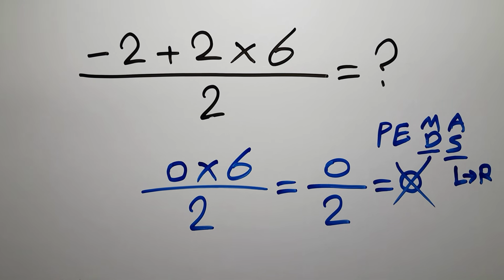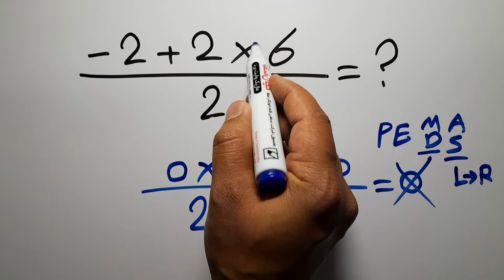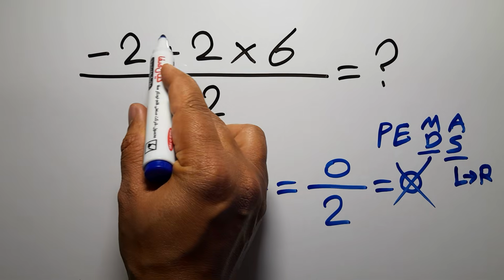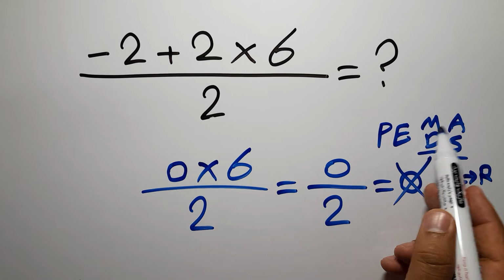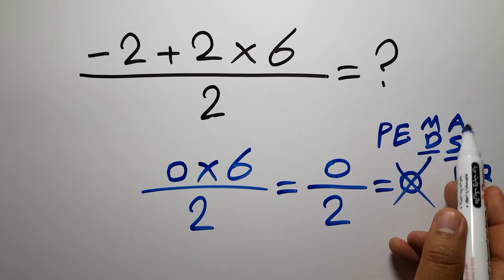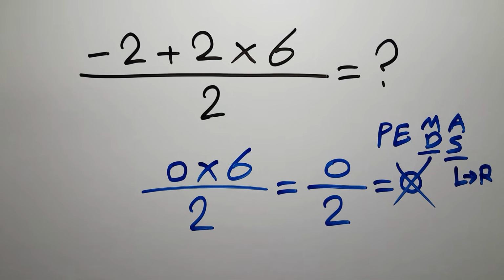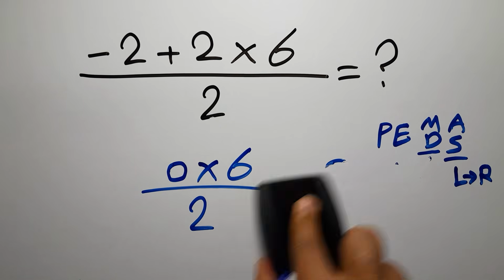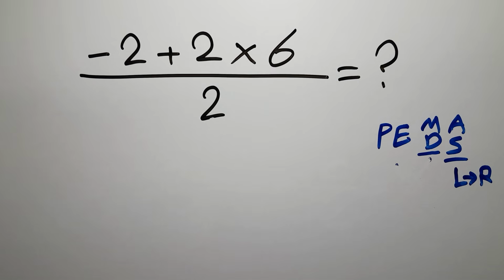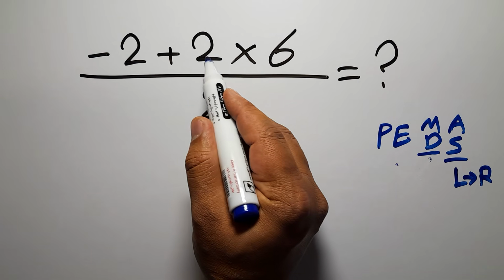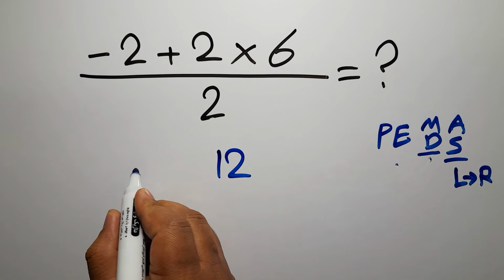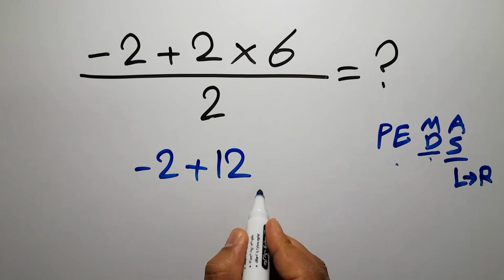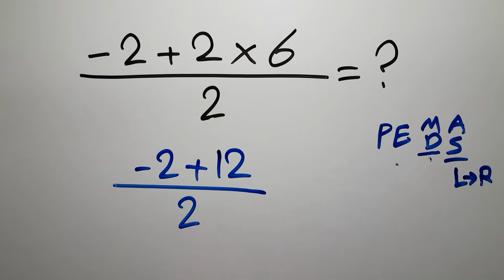Okay? So here in the numerator, we have to do this multiplication before this addition, because in PEMDAS multiplication comes before addition. Okay, so first we have to do this multiplication. 2 times 6 gives us 12. So negative 2 plus 12 over 2.